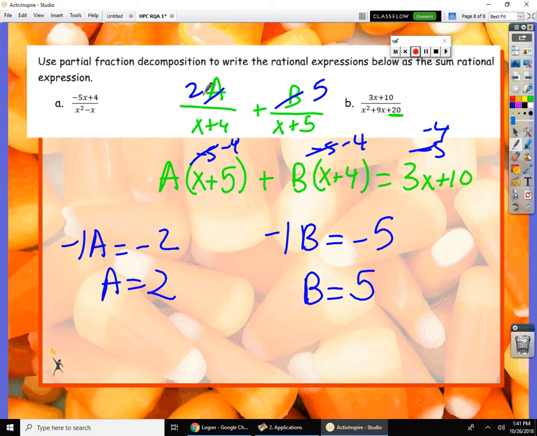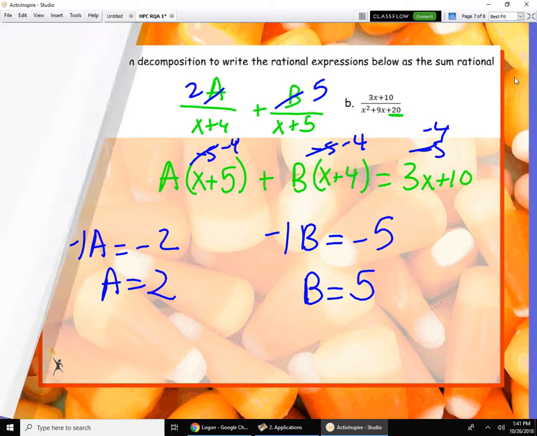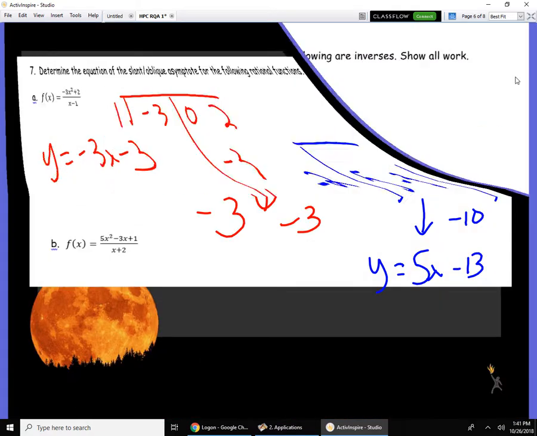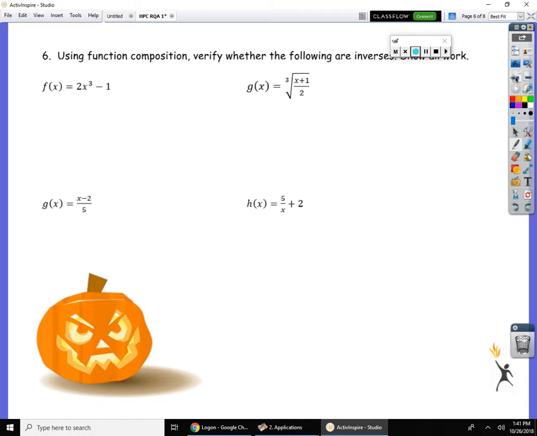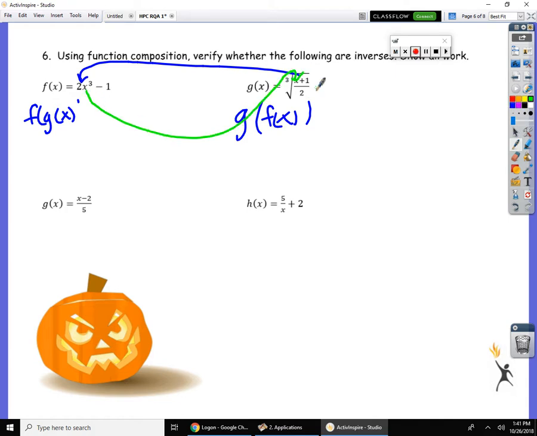Please go back and watch the video on function composition really quick, because I did not go in order because of the bell, sorry. So this simply means you have to do f of g of x and g of f of x. So I'm going to take this and plug it in here, and then later I'm going to take this and plug it in there. Good luck.